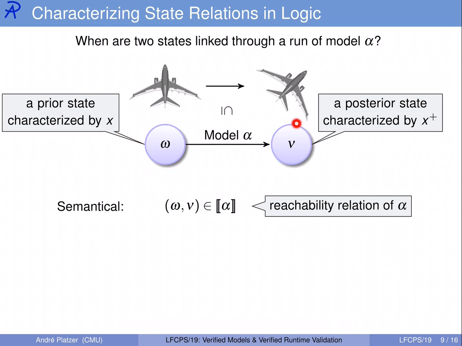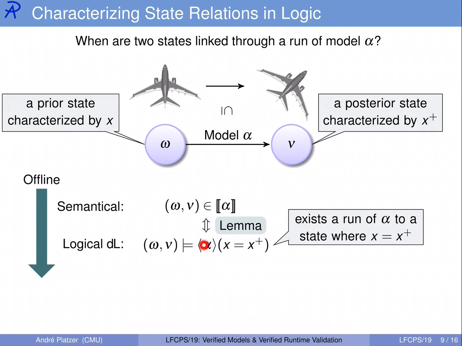If we then characterize the prior state information by the variable names x, and the posterior state information by the variables x plus, then this semantical criterion, which is perfectly correct but on the semantic level so hard to teach to a computer, can be rendered directly in logic, in differential dynamic logic, by saying that it's true if and only if there is a run of the model alpha with the diamond modality to a state where the values x that have come out by having run the model are equal to the values that the x plus variables hold for this pair of states. So is there a run of alpha to a state where x then equals x plus?